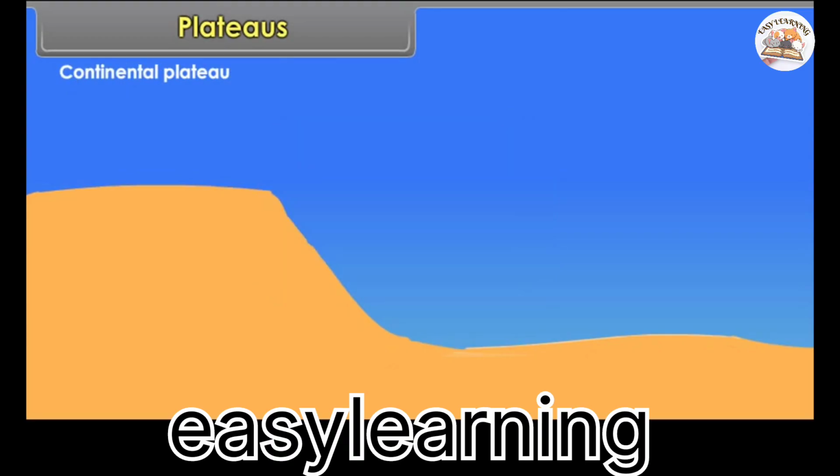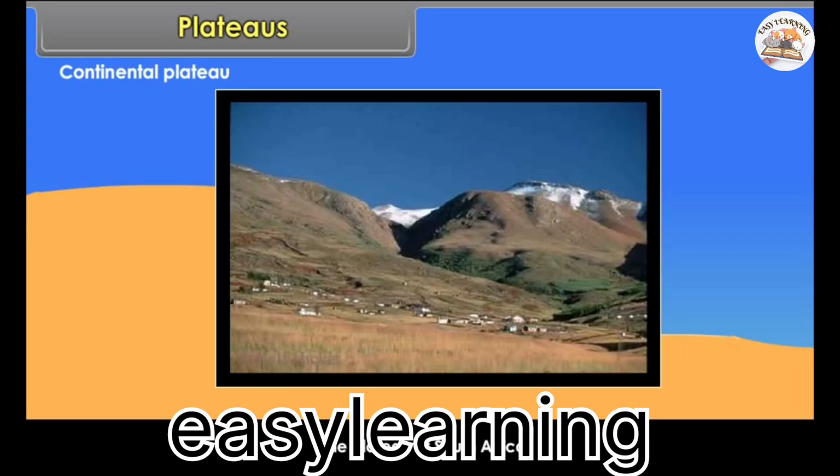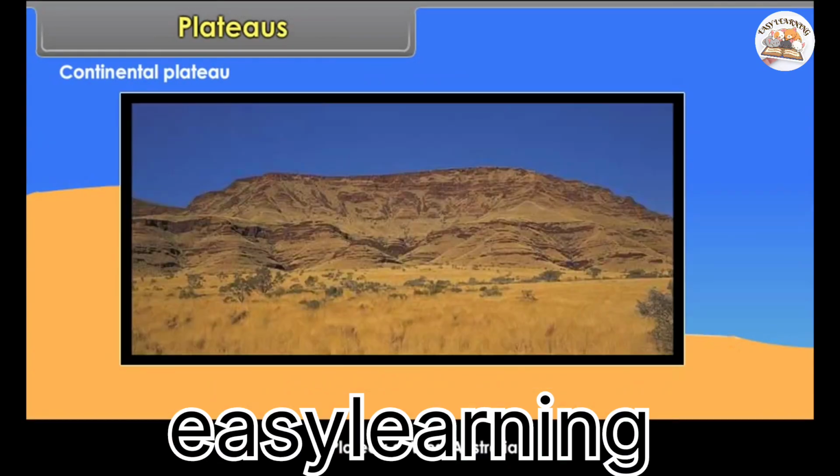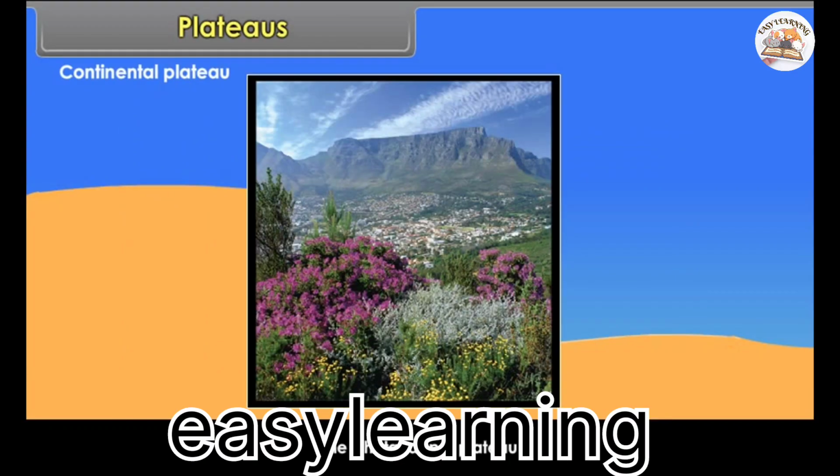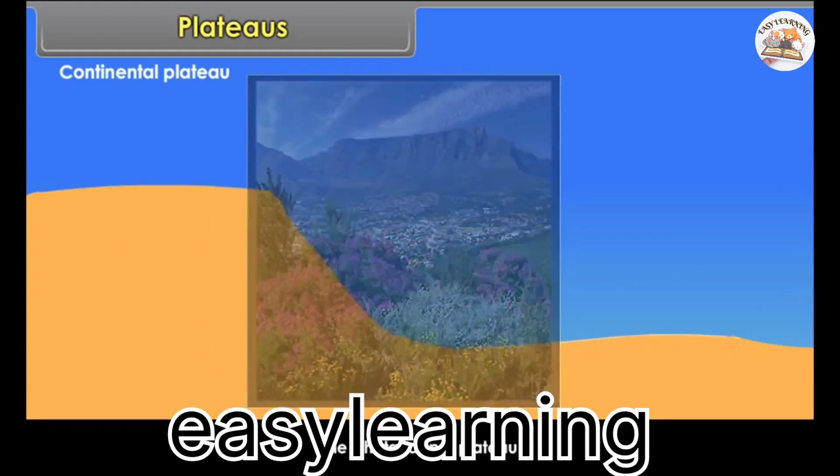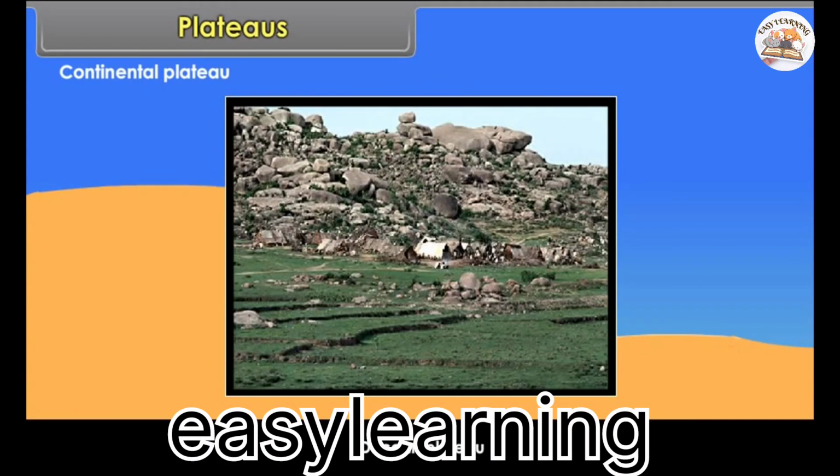Continental Plateau. The continental plateaus rise abruptly from the adjoining sea or lowlands. The Plateau of South Africa, Plateau of West Australia, the Chota Nagpur Plateau, and the Deccan Plateau are some examples of this type of plateau.